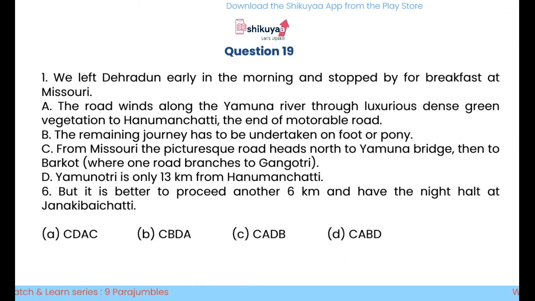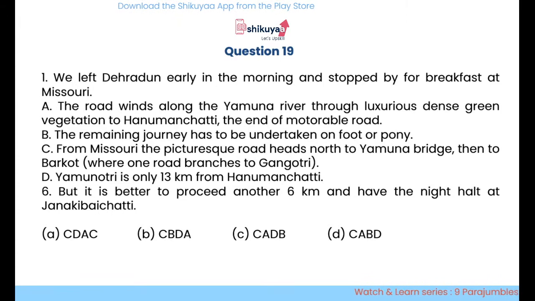So it is talking about some kilometers extra. That is another 6 kilometer. Is there any sentence above which is talking about kilometers? That is sentence D. Yamunotri is only 13 kilometers from Hanuman Chatti. That is D. So D is a conclusive sentence.